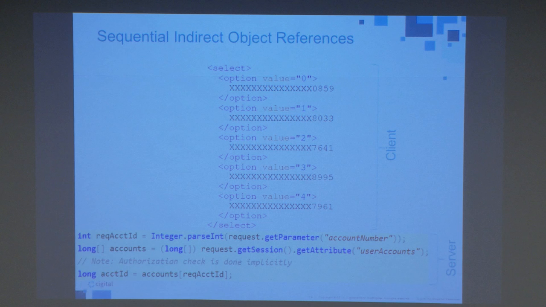Now, this is one other solution to the problem, one that doesn't require explicit authorization checks. So we have sequential indirect object references. In this case, what does the client see? You probably still need to display a masked account number or some sort of identifier that's masked or hidden to the user, maybe an account nickname. But then the actual identifiers that you're sending back to the server are just sequential numbers.